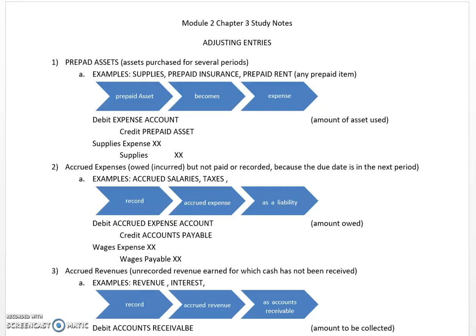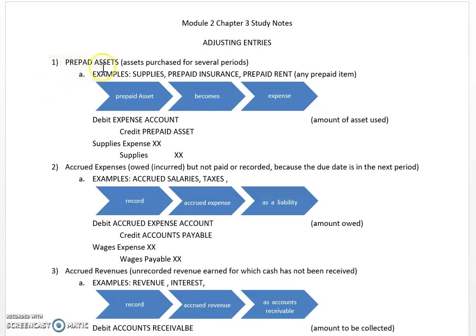Hello again. This is a study sheet for Chapter 3 and adjusting entries. When you finish Chapter 2, you will be ending with an unadjusted trial balance, and that is a trial balance where the accounts have not been adjusted, and Chapter 3 will introduce you to adjusting entries. There are 5 categories of adjusting entries, and I'll talk about each of them briefly.